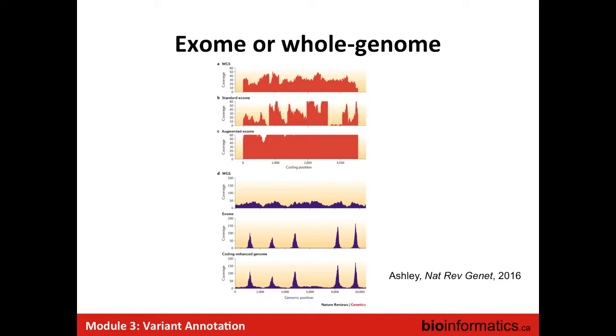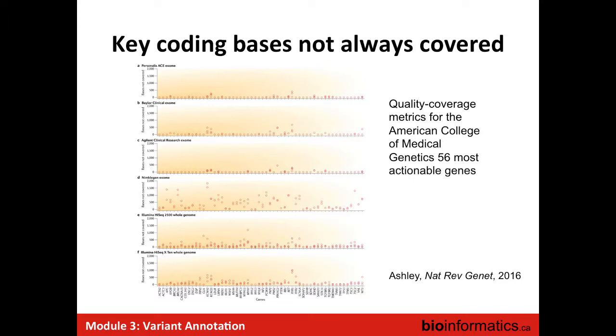So what does that translate to, especially in the clinical context? Maybe we start by looking over here. These are the 56 most actionable genes from the American College of Medical Genetics guidelines. So these 56 genes are the ones that systematically should be reported if variants are detected in them. And what these plots are showing is that some of the coding bases of these genes are not necessarily very well covered.